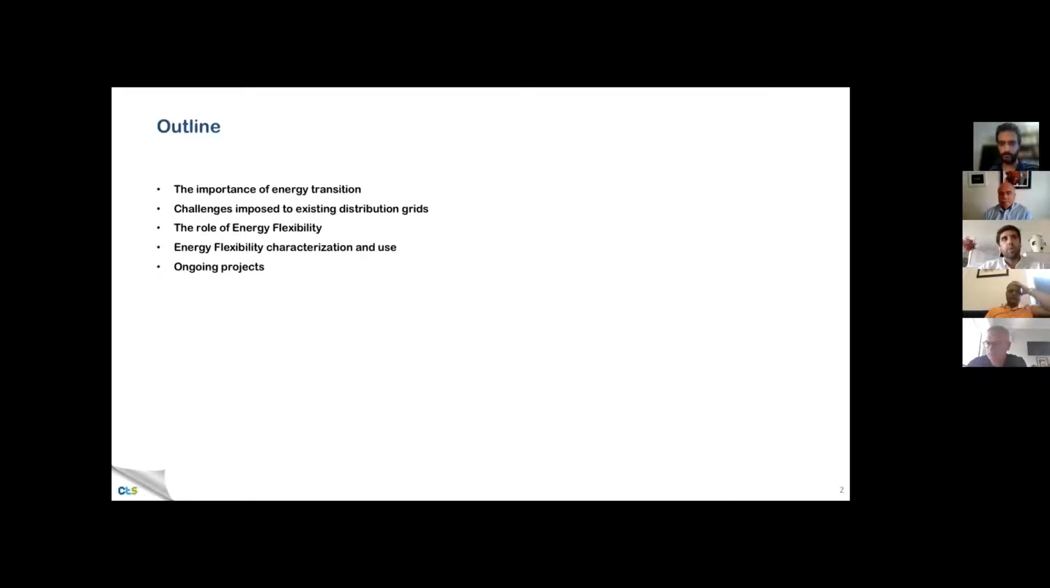namely the power grids. Then I will speak about energy flexibility characterization methodologies and how these methodologies can be used to achieve certain objectives like optimization of PV self-consumption, reduction of electricity costs, or even reduction of CO2 equivalent emissions associated to a specific load profile. And I will finish this presentation by presenting some ongoing projects where our group is working at the moment, which are related with this topic of energy flexibility.